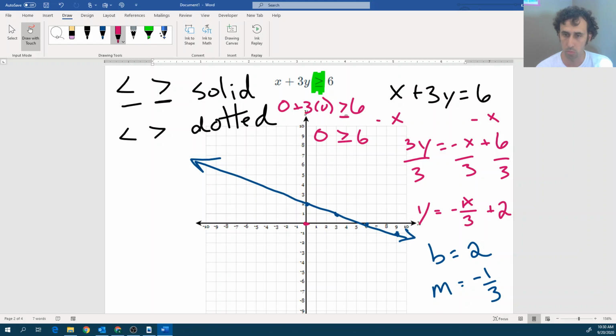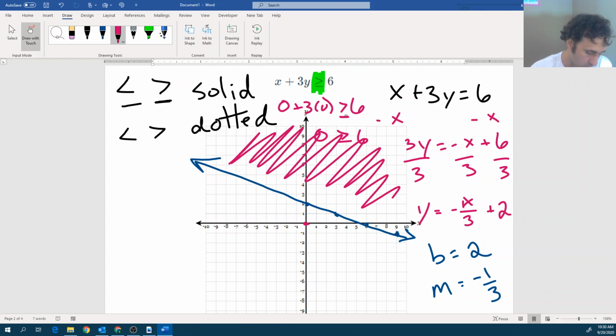Well, no, that's not true. So I want to shade, because 0 is not a solution. 0 does not work for this. I'm going to shade my graph so that I don't include that 0. And that would be my solution. That would be the final answer.